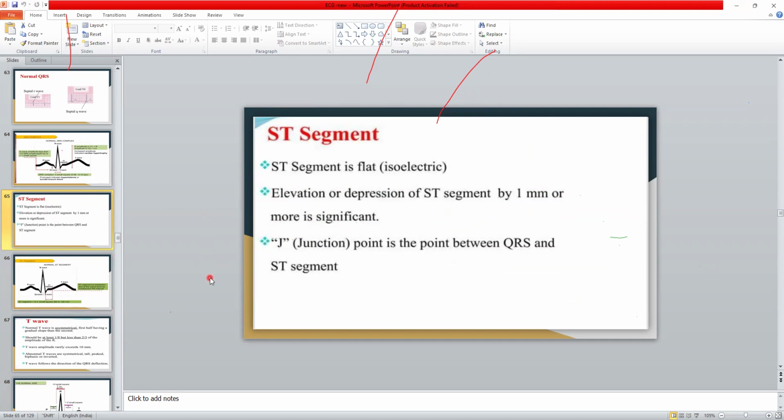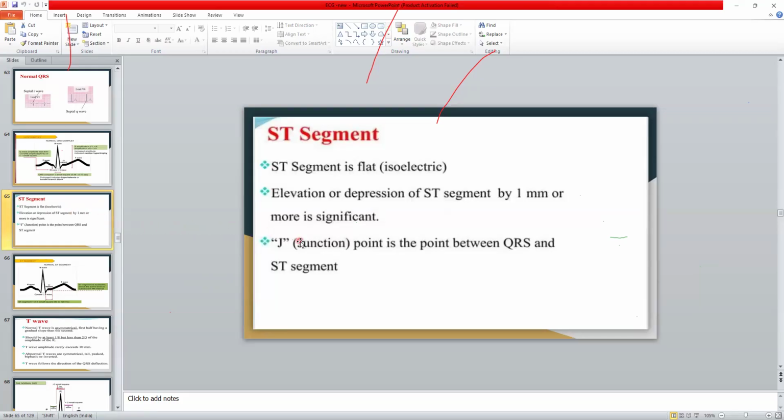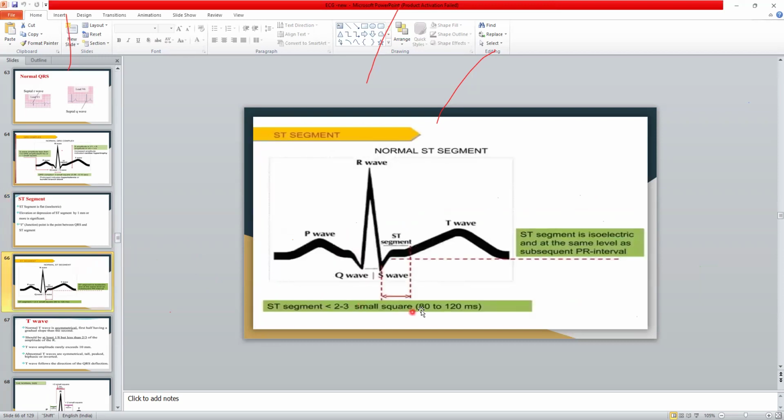This ST segment is almost always flat, isoelectric. This is the ST segment. It is flat, isoelectric, and most of the time it is in the same line as the PR interval. The PR interval normally lasts for, I'll show you the duration.